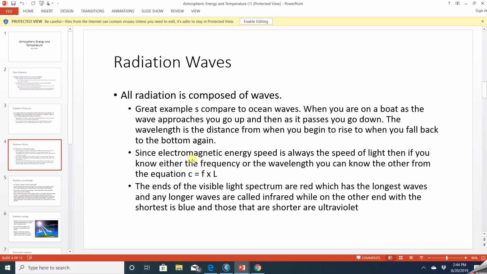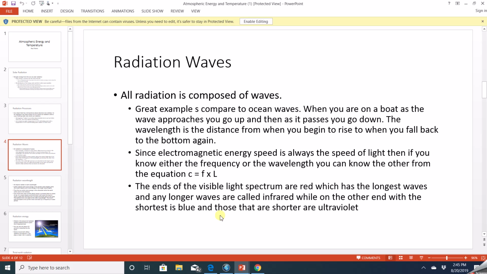Because the speed of the waves is the same in the electromagnetic spectrum, if you know the frequency of the waves and you know the speed, you can actually calculate wavelength, or vice versa, you can know the wavelength and know the speed. And the visible light spectrum, with that in mind, has the longest waves, and any longer waves are called infrared waves. You can't see them. While on the other end, the shortest is blue, and if you're shorter than that, they're ultraviolet. So now you can see that we have a spectrum of wavelengths, and the sun does do that.